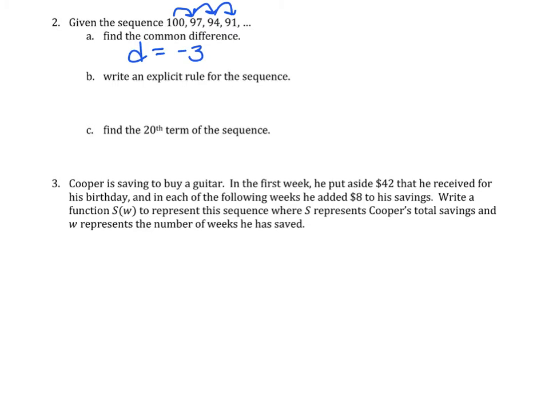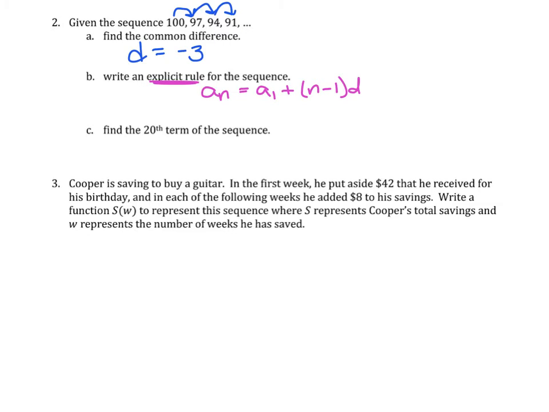The next one asks you to write an explicit rule. Now, if you recognize that you are adding or subtracting a common amount every time, to one number to get to the next, then you know that this is arithmetic. So we need to grab the formula for arithmetic sequence from our formula sheet. Okay, so you can see that's written right up on the top of your page. It's a sub n equals a sub 1 plus n minus 1 d. So we write that out.